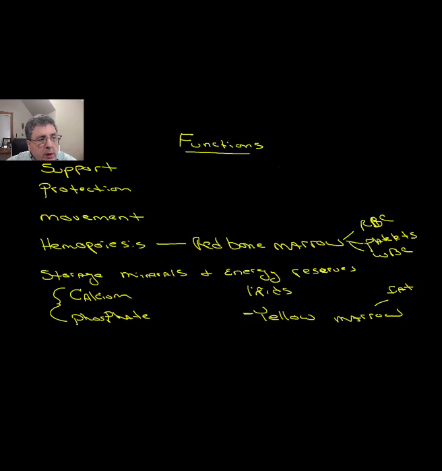Now for the storage of the minerals, if you need additional calcium or phosphate in your blood, how it takes it from the bone is it breaks down the bone. So your bone is being torn down a little bit by specialized cells, which then releases the calcium and phosphate into your bloodstream, which then makes it available for the rest of the body. So those are the basic functions of the skeletal system.